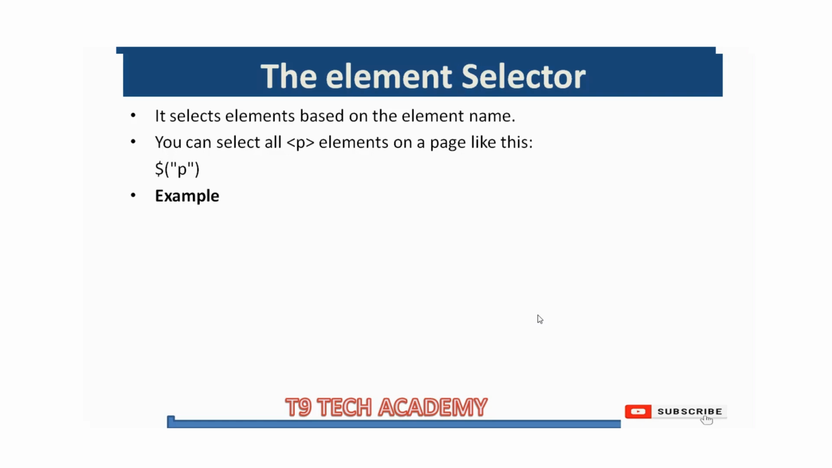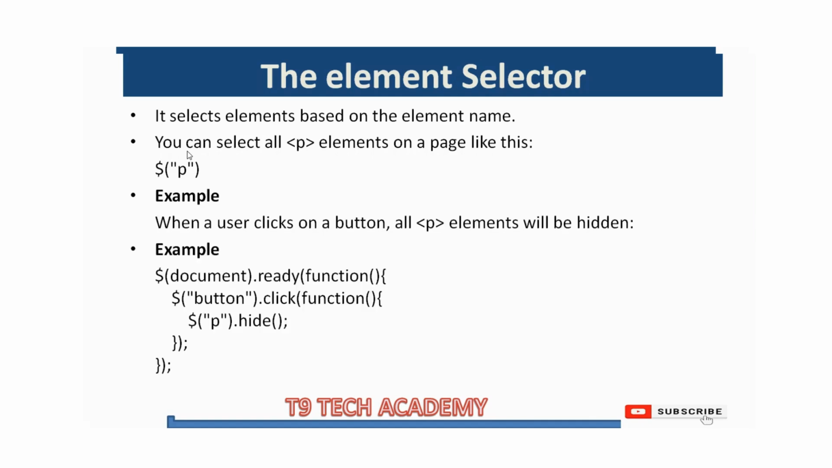The element selector. Here we identify the elements in the HTML page based on the element name. Here p is one element name, like paragraph. Like that we have div element or h1, different element names. By names we are able to identify all the elements. So let's say when the user clicks on the button, we can identify all the p elements. This is the sample code. Let's go into the practical also, to see how we can do it.